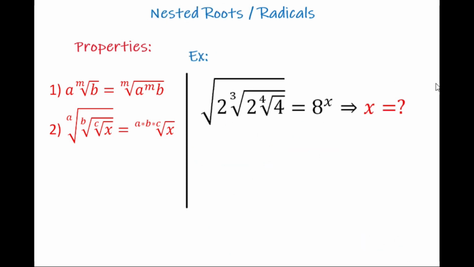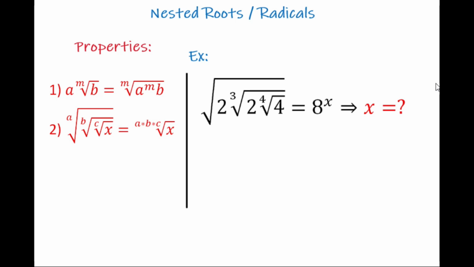In this question, we have square root of 2 times third root of 2 times fourth root of 4 on the left, which is equal to 8 to the power of x. So in this case, what is the value of x? Well, we're gonna use the property 2 on the left in order to solve this question.